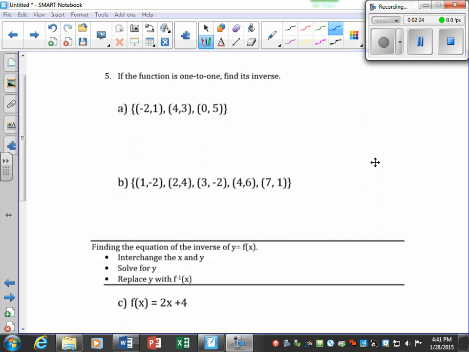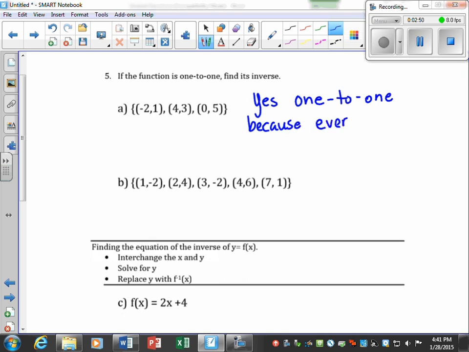And so now we look at a relation and we say, is the function 1-to-1, find its inverse, or is this relation 1-to-1, find its inverse? So the first thing we would say, yes, it's 1-to-1, because every x value corresponds to only one y value.